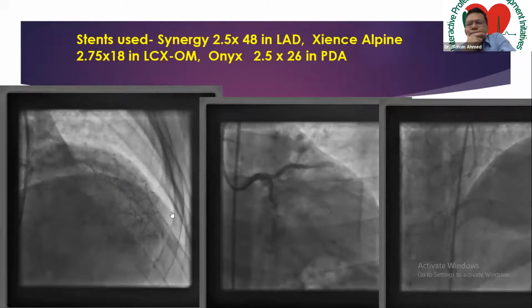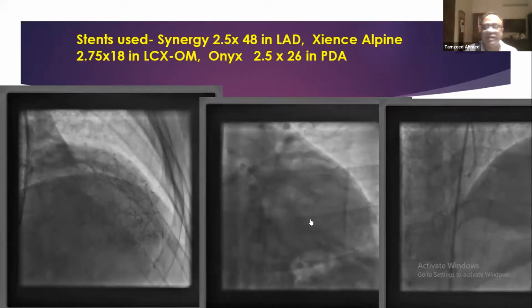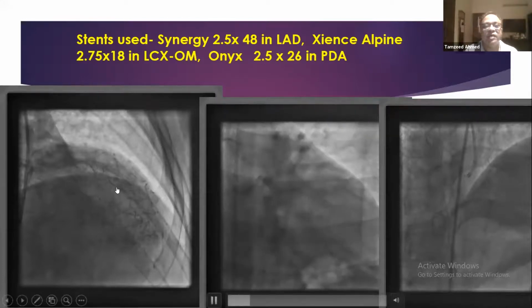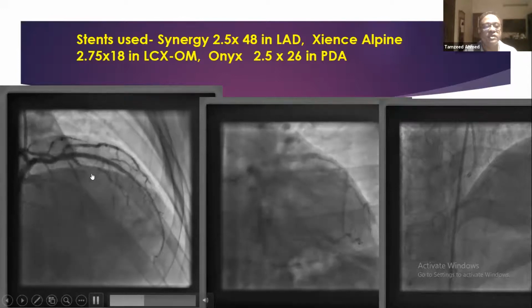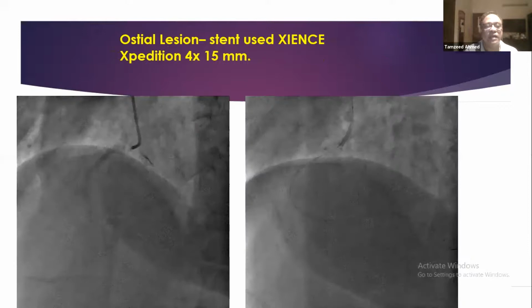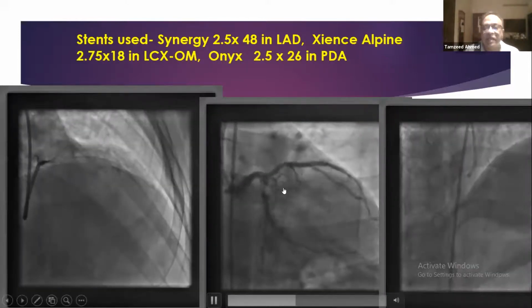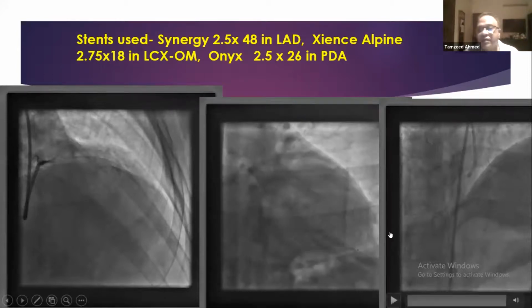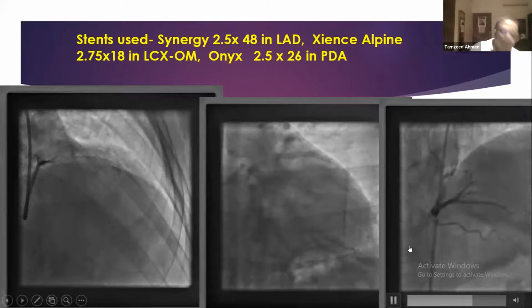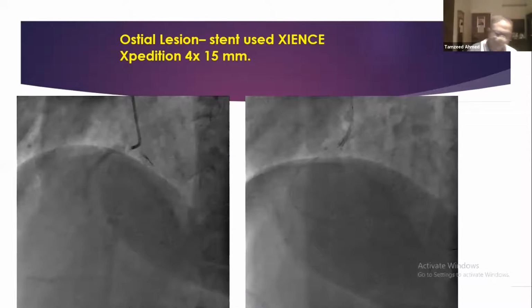Okay. So these are the final results of those stents, actually. This was the long Synergy stent I used for the LAD. Xience for the circumflex OM. And for the RCA, as we know, Onyx is a very good deliverable stent, and a very distal vessel, so we used Onyx there.